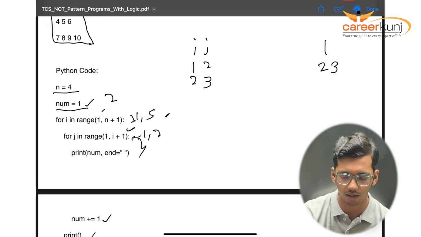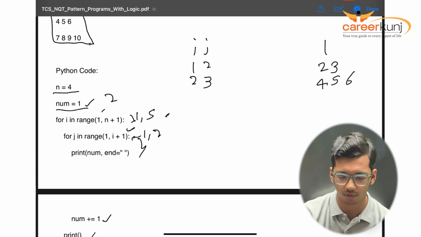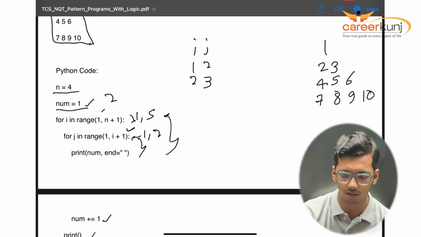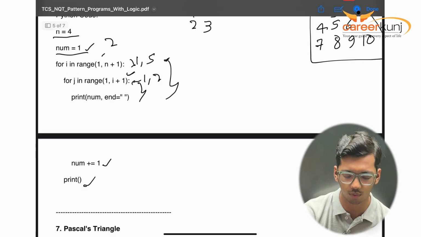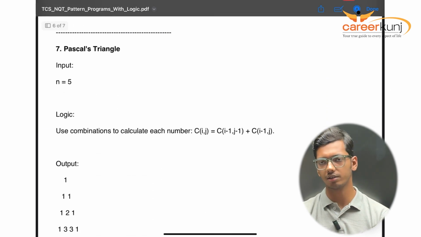Similarly, it will enter here. It will take 4, 5, 6. Next line, the last iteration, it will take 7, 8, 9 and 10, thus making our Floyd's triangle. Another question solved. Similar question, next one, the seventh one, Pascal's triangle.